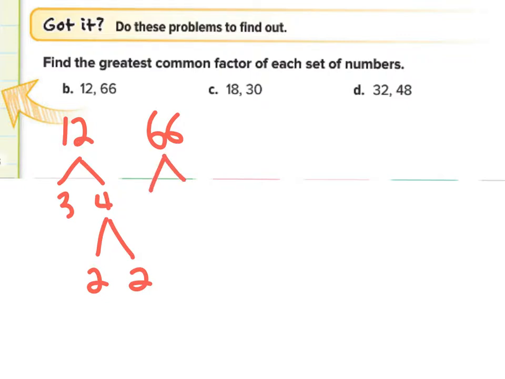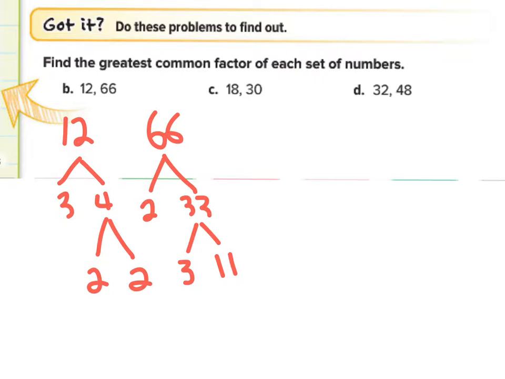66, let's see. For 66, I have 2 times 33, I could say. And then I could do 3 times 11, right? 2 times 3 is 6, and 6 times 11 is 66. Yep, that works. Okay, so now we just take the numbers that they have in common.